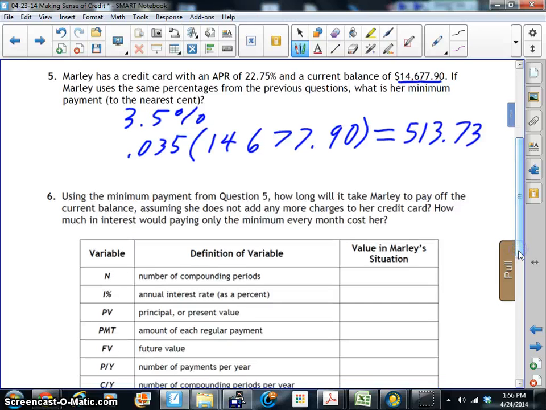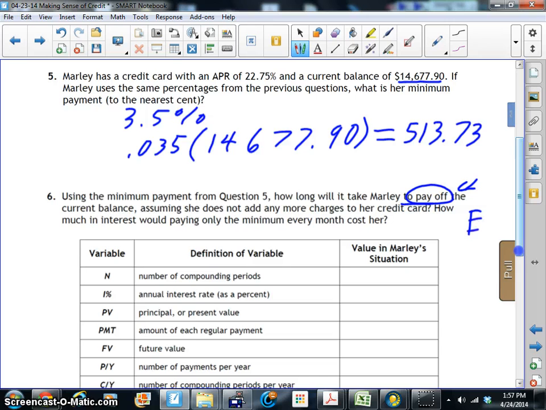So we're going to be using this inside of this question. First, we're going to ask how long is it going to take to pay off using the minimum payment. So using the minimum payment from question 5, how long will it take Marley to pay off the current balance, assuming she does not add any more charges to her credit card? So this only works if she's not adding to the credit card.